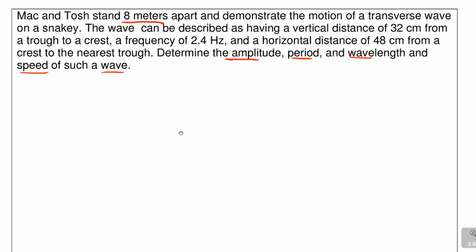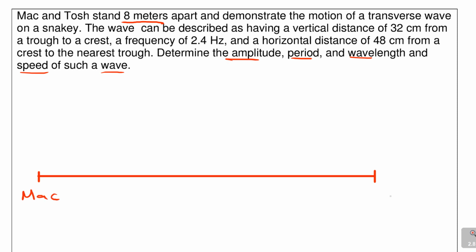Obviously I need to sketch, but let's make sense of this. So they are standing 8 meters apart. So there is our 8 meters apart here. I hope I'm going to draw this part well. So this is Mac here, and this is Tosh, right? So what's the distance? It's 8 meters. And they demonstrate the motion of a transverse wave on a snaky. The wave can be described as having a vertical distance of what? 32 centimeters, and a trough to crest.